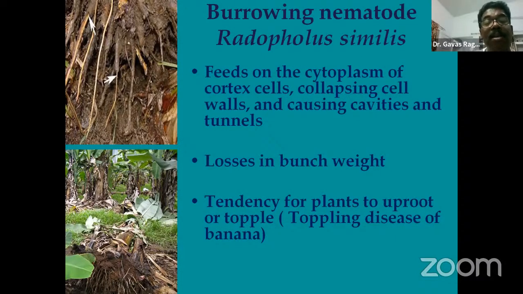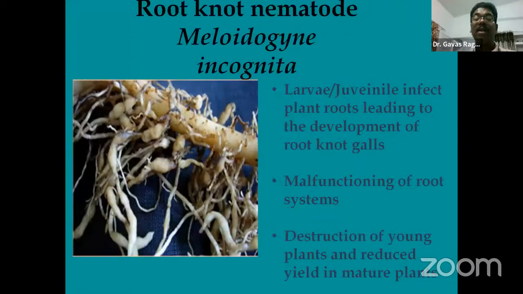Then this is the second important nematode pest of banana called Meloidogyne incognita, or the root knot nematode. They make knot-like galls on the roots by feeding. Here, the larvae or juveniles infect plant roots, leading to the development of root knot galls, which leads to the malfunctioning of the roots.